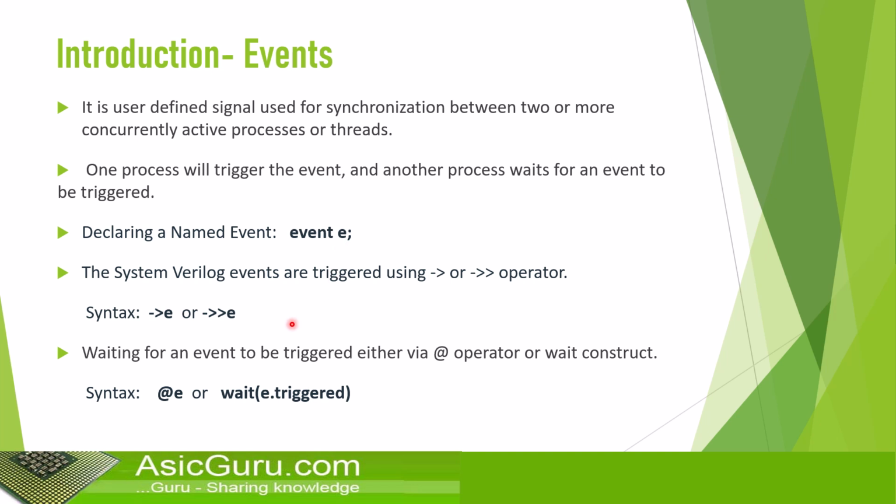To trigger the event, SystemVerilog provides two operators. The first one is an immediate trigger, while the second one is a non-blocking trigger. To wait for an event to be triggered, you can either use the @ operator or the .triggered property with a wait construct. We will understand all these operators in further slides. For now you just need to know that these are the fundamental building blocks we use for inter-process communication in verification environments.